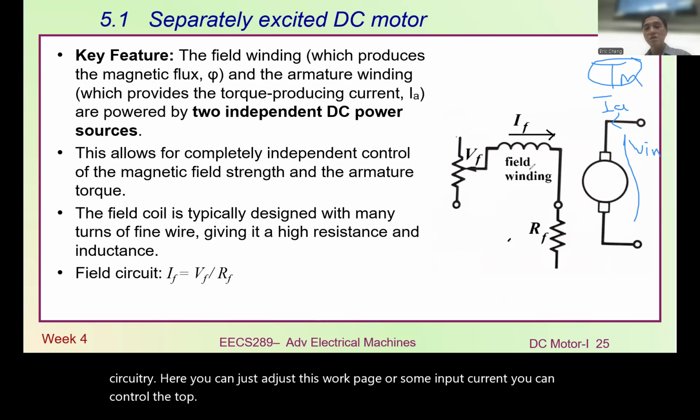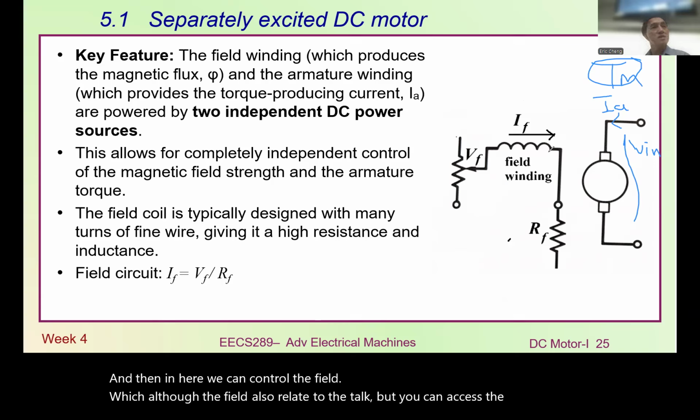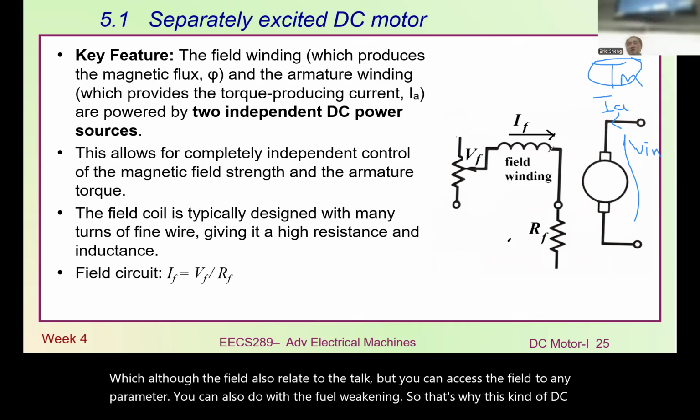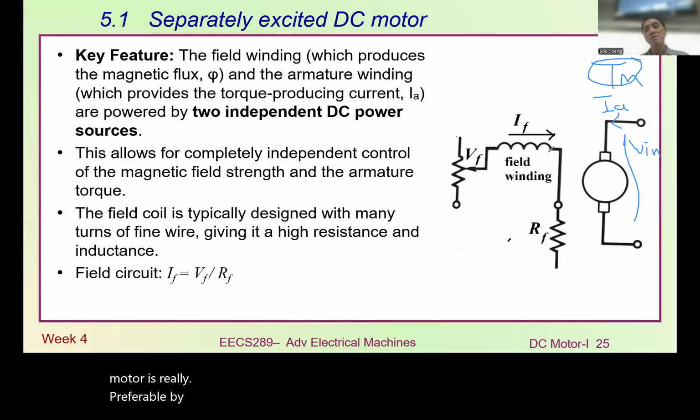And then in here, we can control the field, which although the field also relates to the torque, you can adjust the field to any parameter. You can also do field weakening. So that's why this kind of DC motor is really preferable by many users, because of the so-called independent control of the field and the armature. So we call independent control of this and independent control of this.